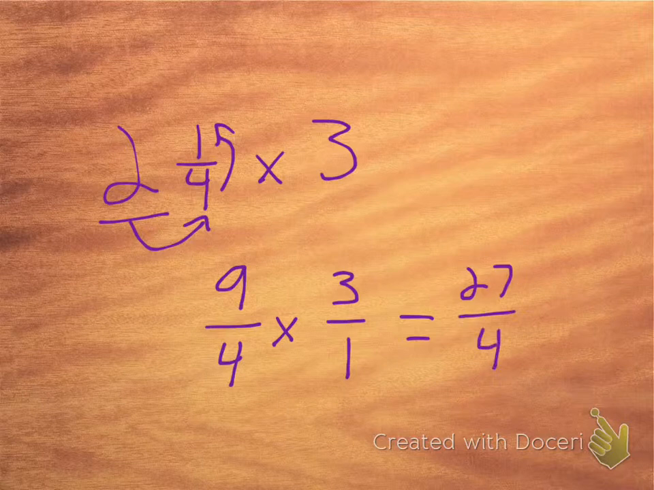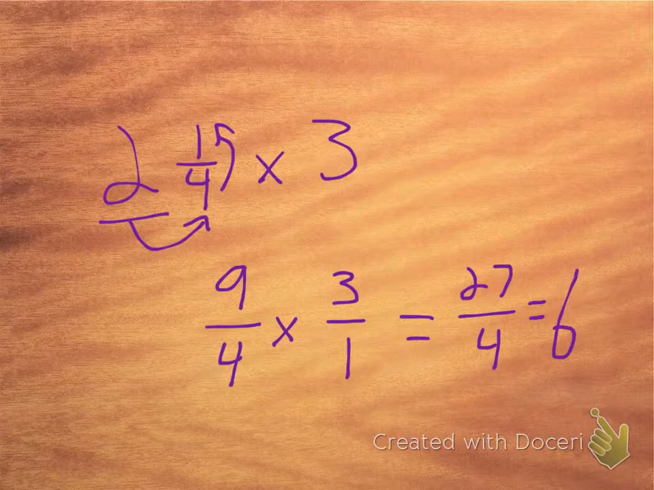How many times will 4 go into 27? 6 times. What is 6 times 4? 24. 27 minus 24 is 3 over 4. There you go. 6 and 3/4.